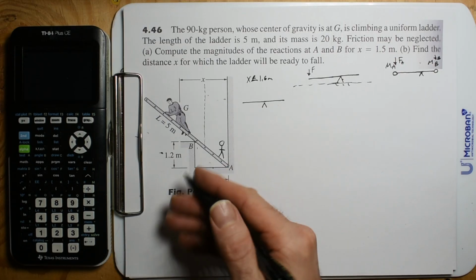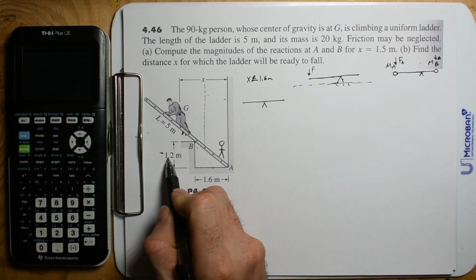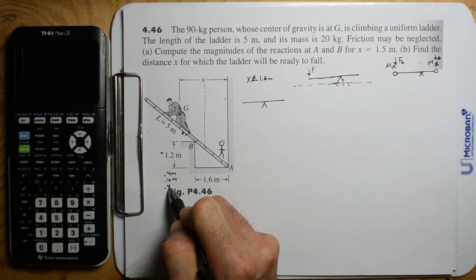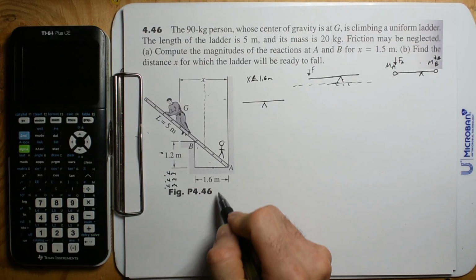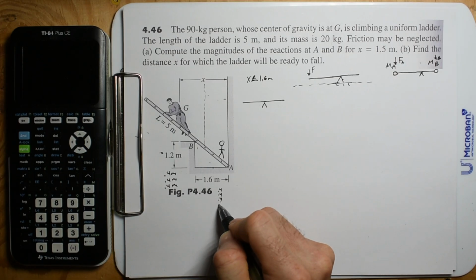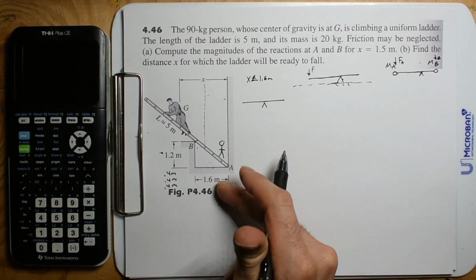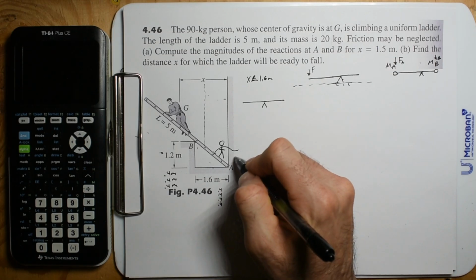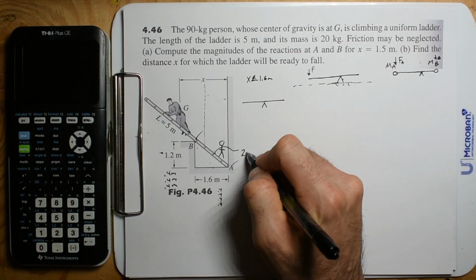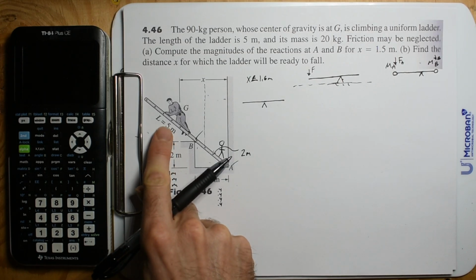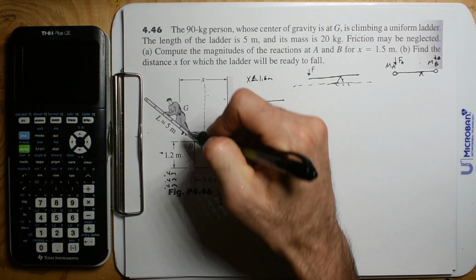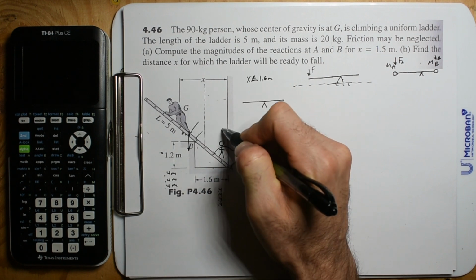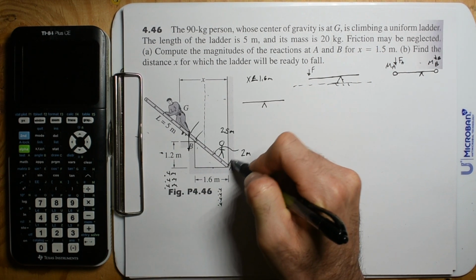I don't know how you're going to be able to see that, but 0.4 meters 3 times is 1.2 meters, and 0.4 meters 4 times is 1.6. So this would be 0.4 meters 5 times. This distance right here is 2 meters. We have a 5 meter ladder, so the center of mass is going to be at this 2.5 meter mark.